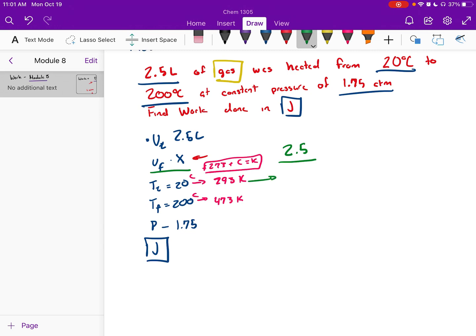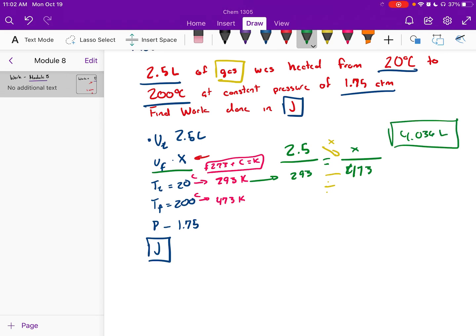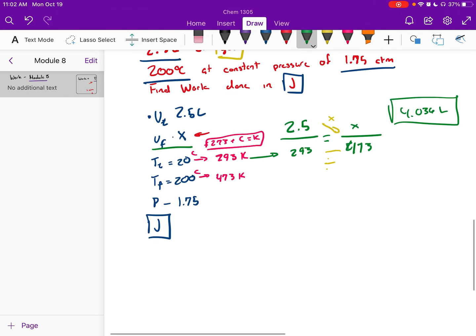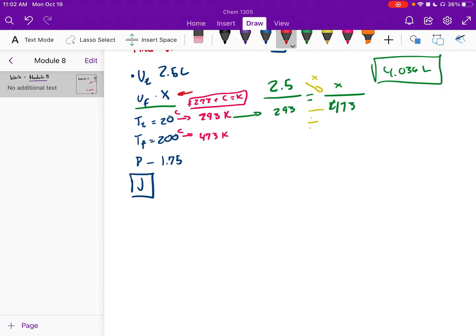Now we have something we can finally input here. So that's going to be 2.5 over 293 is equal to x over 473. Then you just multiply that way and then divide that way. And then we get a final volume of 4.036 liters. If you want to do the calculations by yourself, just pause the video. I highly suggest that you do.